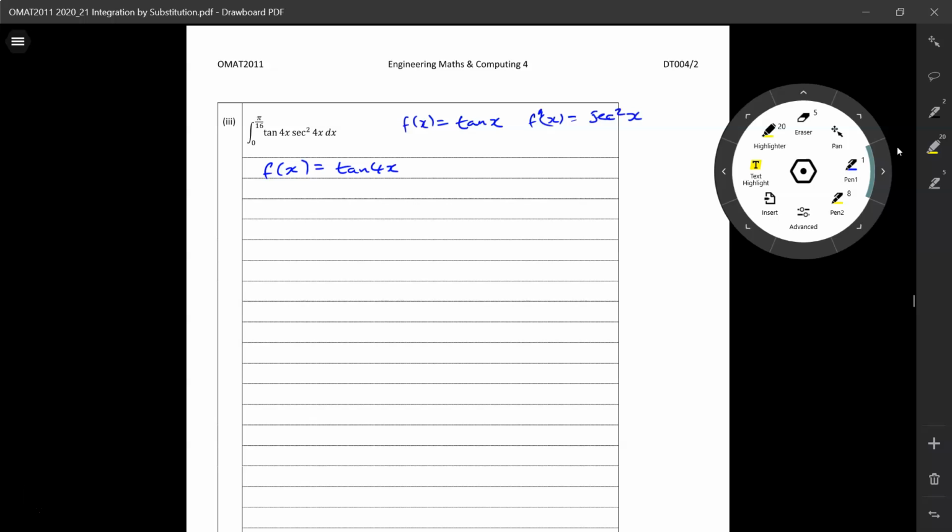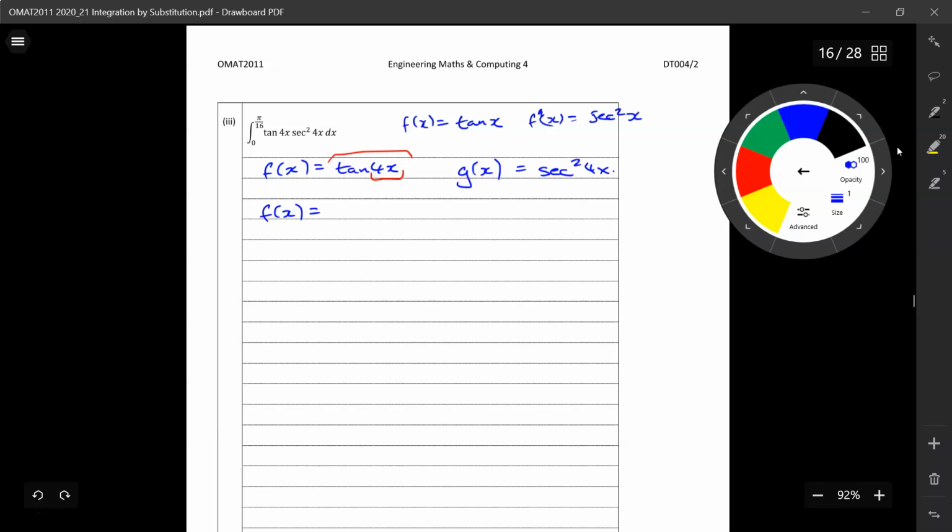Okay, that means g at x is the other function, which is equal to sec squared 4x. Now, if we differentiate f at x, tan of 4x, following the rules that we have here, we have a chain. The outer function is the tan function, and the inner function is the 4x.